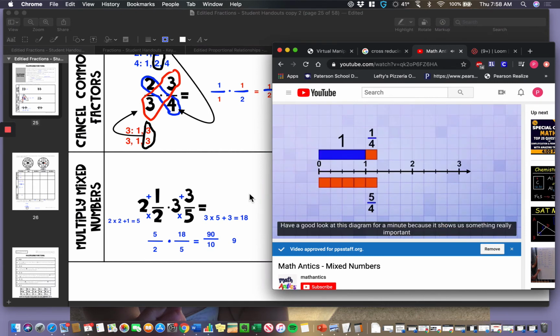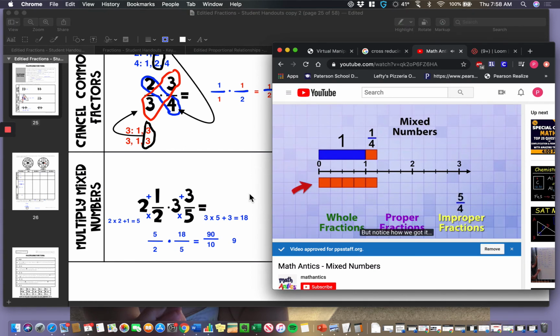Have a good look at this diagram for a minute, because it shows us something really important about how proper fractions, improper fractions, whole fractions, and mixed numbers all relate to each other. First, on this side of the number line, we have 5/4, which we know is an improper fraction. But notice how we got it. We added a proper fraction to a whole fraction. When we just had 4/4, we had a whole fraction. But when we added one more fourth, it became the improper fraction 5 over 4.